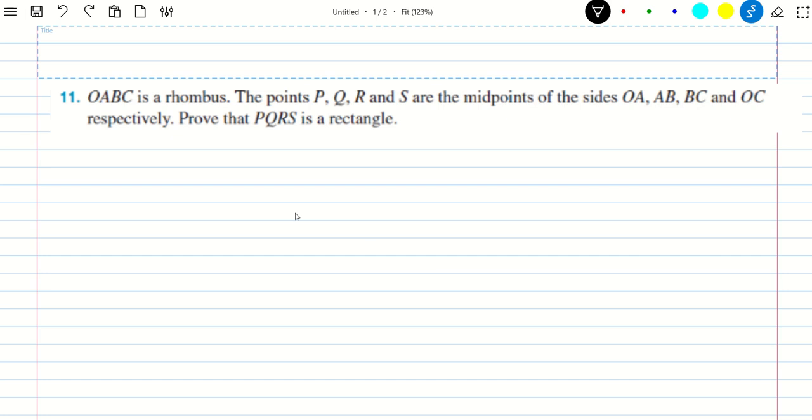So look at another vector proof. See how we go here. So OABC is a rhombus. I'm just going to draw that first thing. So we've got a rhombus.